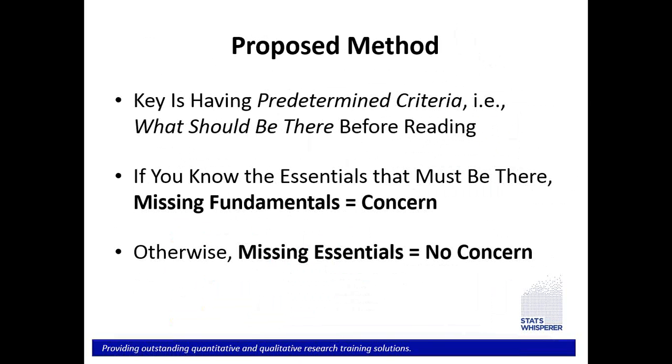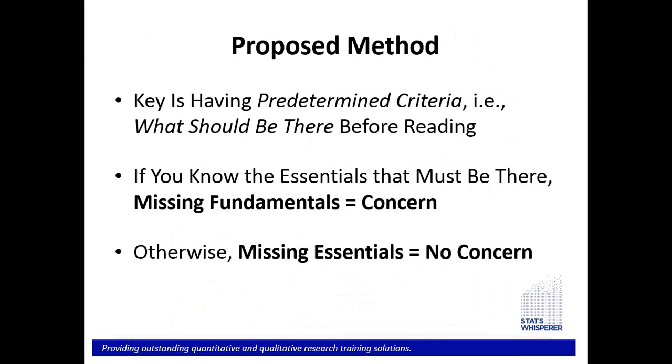Now, the key to this is our proposed method. The key to this is having predetermined criteria. In other words, we should know what should be in that article before we read it. So when we pick up the article to read, we shouldn't be a blank slate. We should be a slate with a bunch of checkoff boxes, and little notations next to them saying what should be in that article. So we're not a blank slate. We know what should be there before we read it.